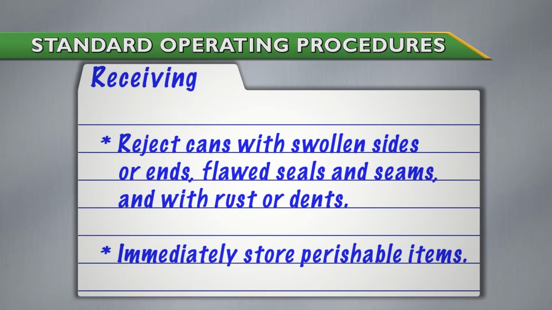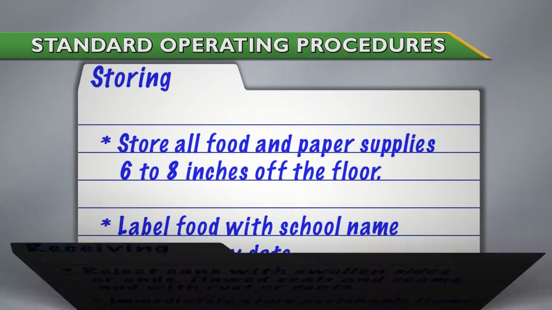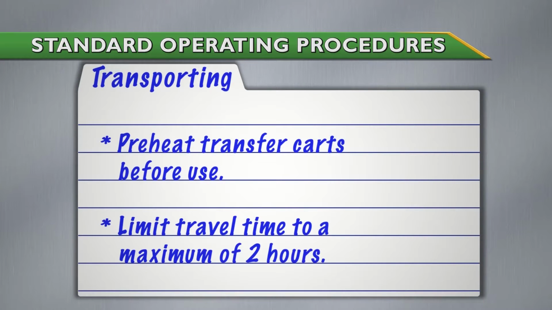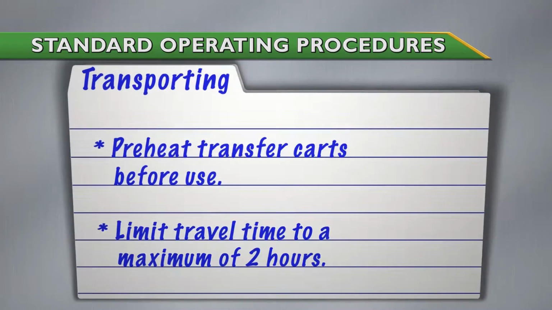Receiving. Reject cans with swollen sides or ends, flawed seals and seams, and with rust or dents. Immediately store perishable items. Storing. Store all food and paper supplies 6 to 8 inches off the floor. Label food with school name and delivery date. Transporting. Preheat transfer carts before use. Limit travel time to a maximum of 2 hours.